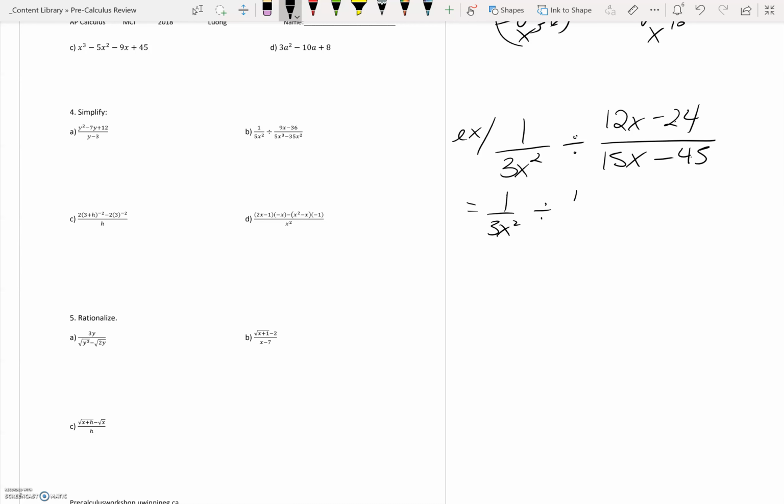So I can factor out a 12 in the numerator here. And that'll give me 12 times x minus 2. I can factor 15 out. And that'll give me x minus 3. And I can see that I can simplify this 12 over 15 with 4 over 5.